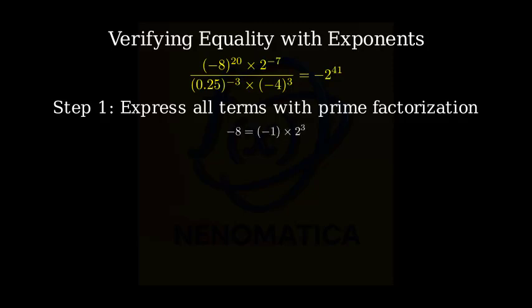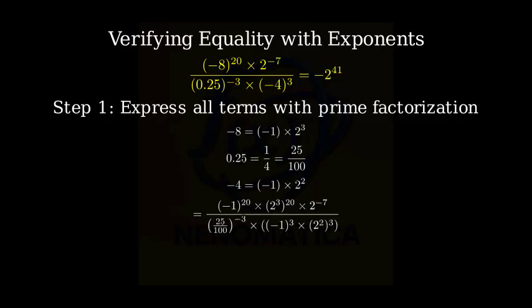Negative 8 can be written as negative 1 times 2 cubed. 0.25 is 1/4, which is 25 over 100, and negative 4 equals negative 1 times 2 squared. Now, let's rewrite our expression by substituting these factorizations. In the numerator, negative 8 to the power of 20 becomes negative 1 to the power of 20 times 2 cubed, all raised to the power of 20, multiplied by 2 to the power of negative 7. In the denominator, we have 25 over 100, all raised to the power of negative 3, multiplied by negative 1 cubed times 2 squared, all cubed.